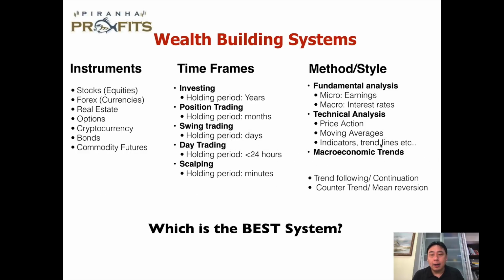And again, there are some people, they are trend followers. They believe in following the trend. They buy on the uptrend, they sell on the downtrend. But some people, they adopt a mean reversion or counter trend strategy. They sell at the top of uptrends, wanting to catch reversals. They buy on the bottom of downtrends, wanting to catch reversals as well. Different styles. So question, what is the best system?